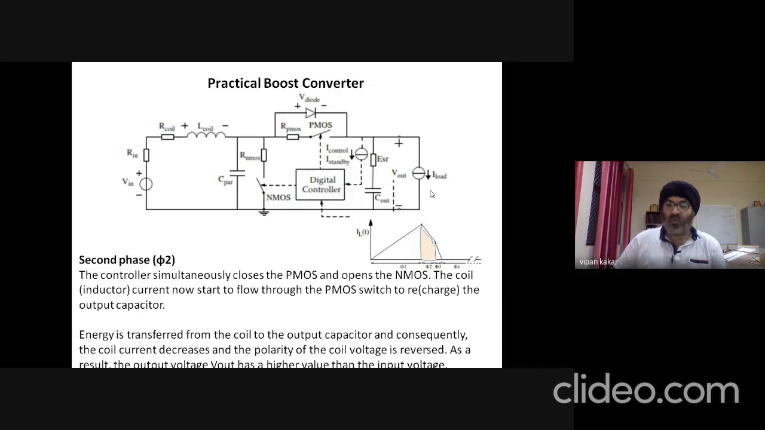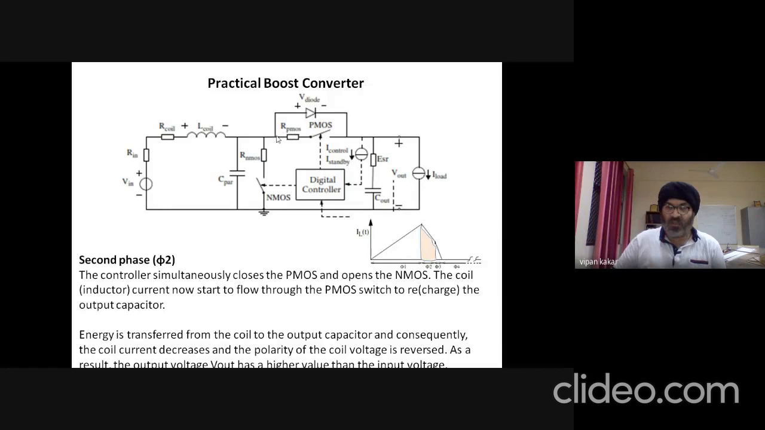Due to this, the output voltage has a higher value, because now the energy released to this part of the circuit, to C out and load, is the sum of the voltage across the inductive coil plus the input voltage. It goes here, which is higher, because the node voltage over here, assuming losses in PMOS are very negligible, because in practice the on-state resistance of the MOSFET is very low.